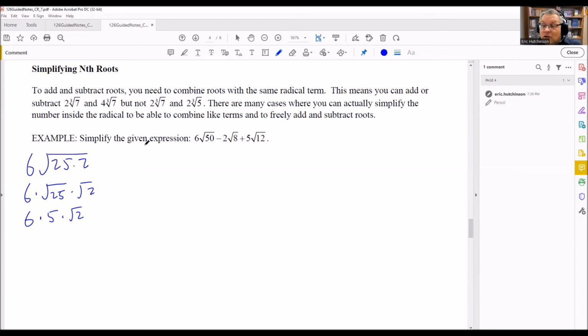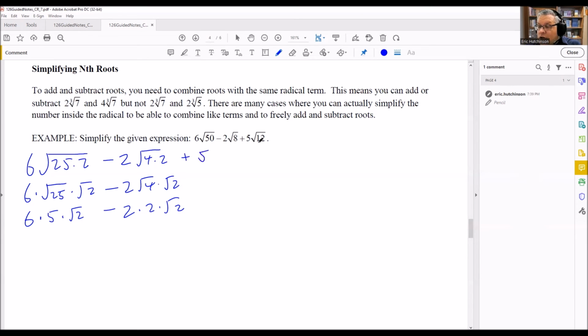All right, so I have 2, and then the 8 can be written as 4 times 2, and the square root of 4 would be 2, so I could break this up into this, and then it would just be 2 times 2 times radical 2, and that one will be broken down as much as possible.